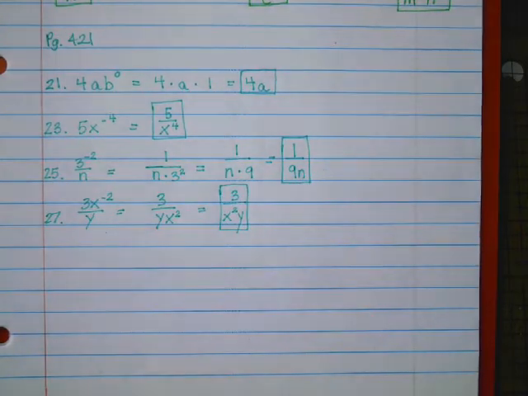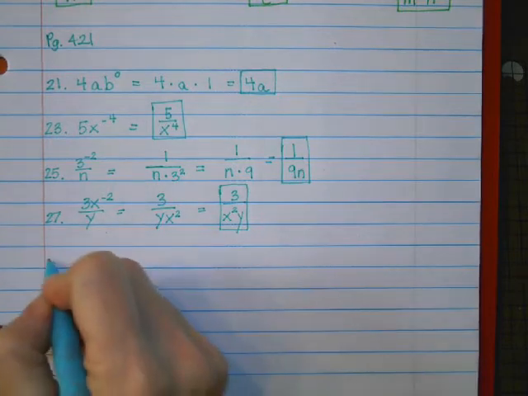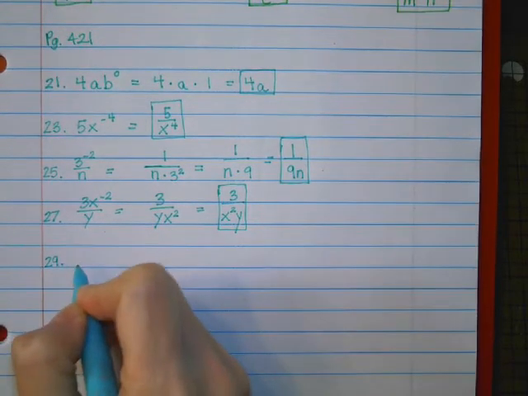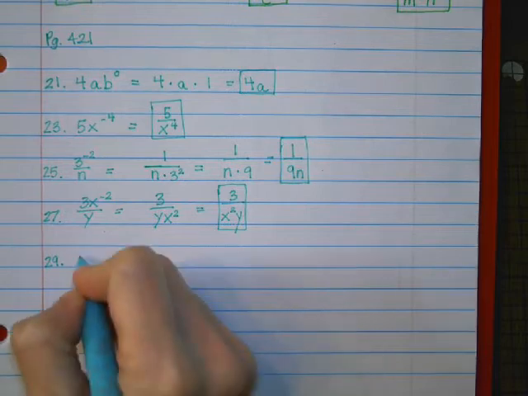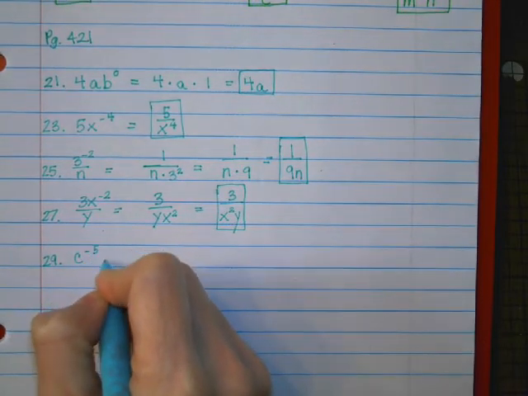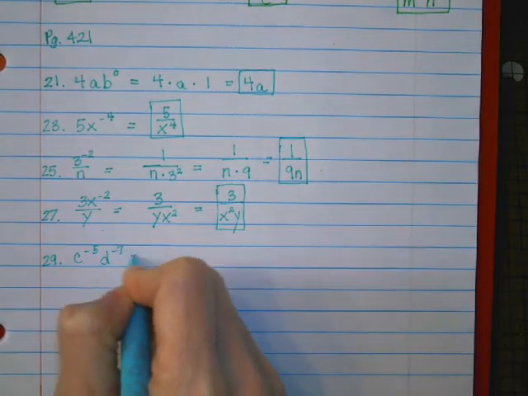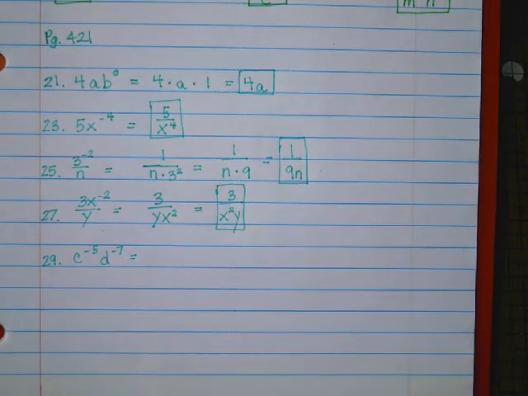Alright, so now we're going to go ahead and try number 29. Alright, 29 says c to the negative 5 and d to the negative 7. Alright, who thinks they could tell me what we would do to this problem?